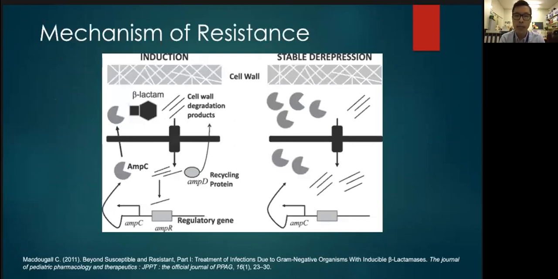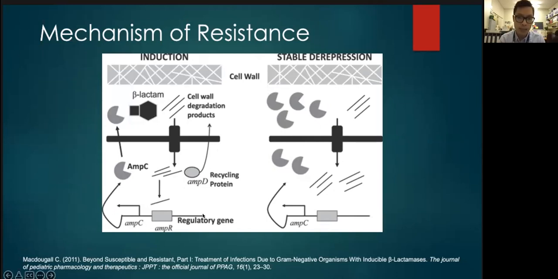Normally, the negative regulatory protein AmpR reduces AmpC betalactamase expression to very low levels. Another recycling protein known as AmpD cleaves the residues from cell wall degradation products and allows them back into the cell wall synthesis pathway. At the same time, it reduces the ability to bind to AmpR.